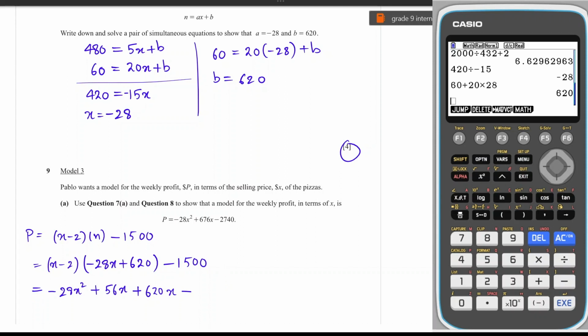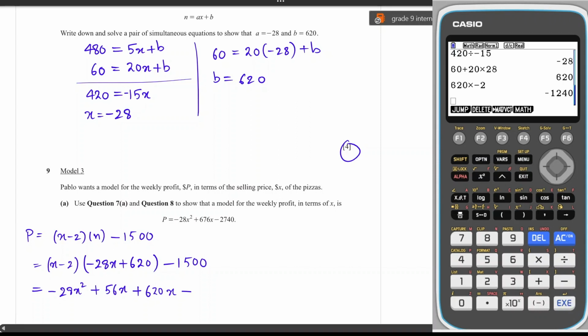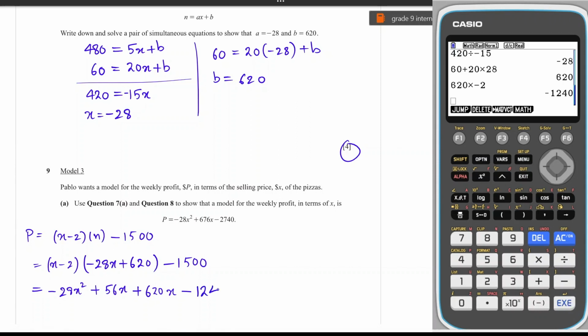Okay, so this is minus the 620 into, so 620 into minus 2. That gives me minus 1240. And if we simplify this, we must get this. So we can directly write this. So minus 1500, of course.